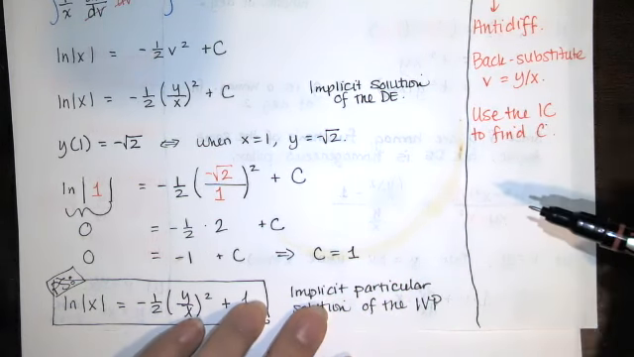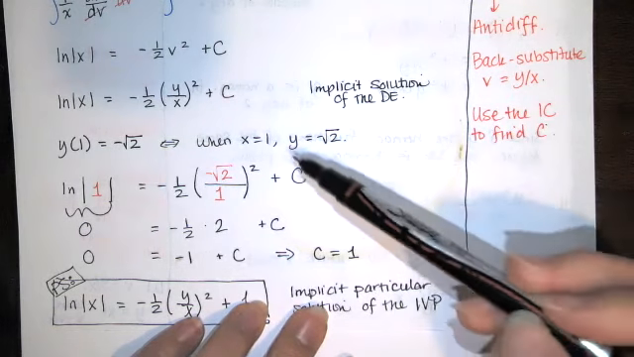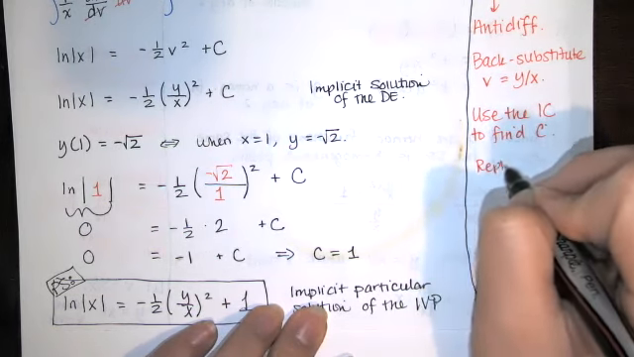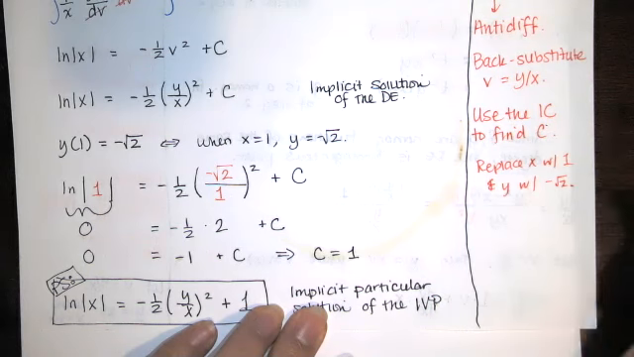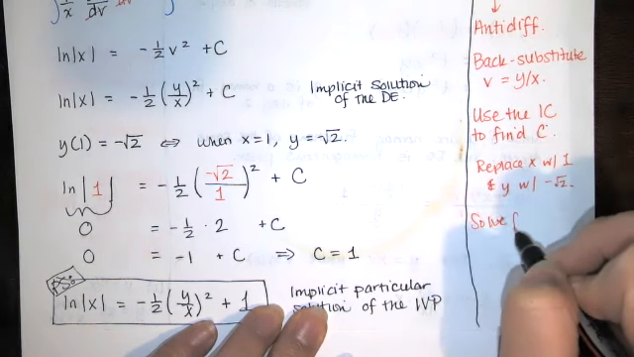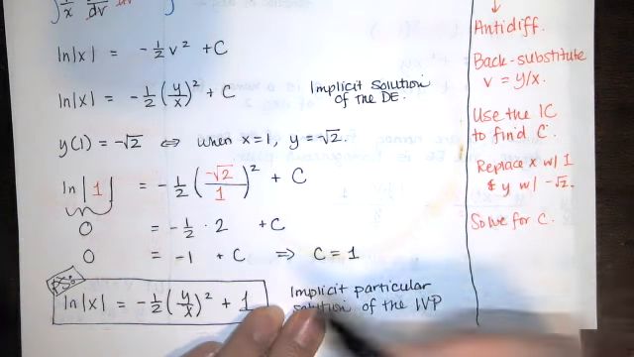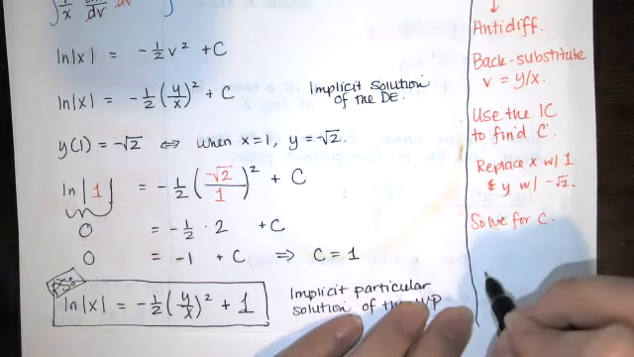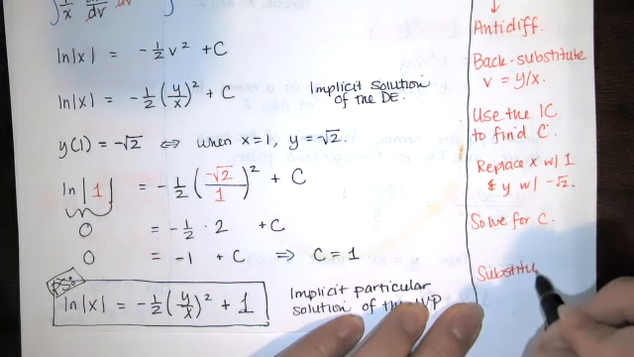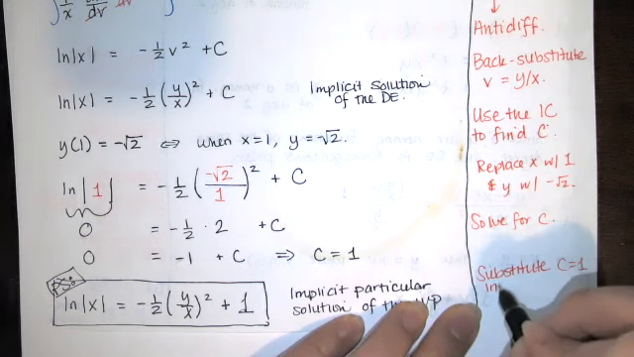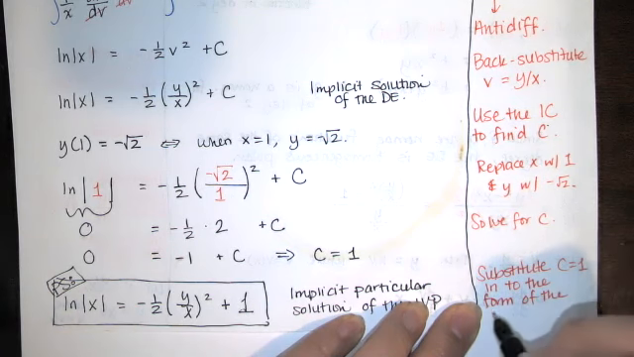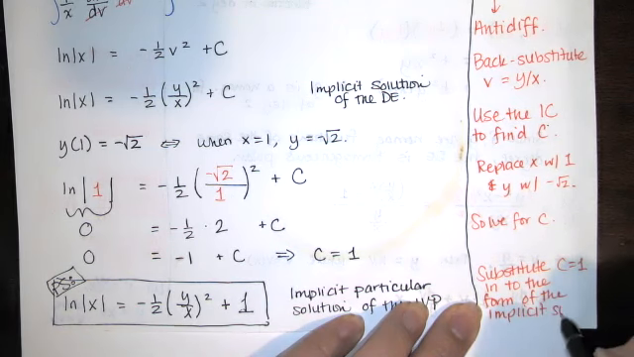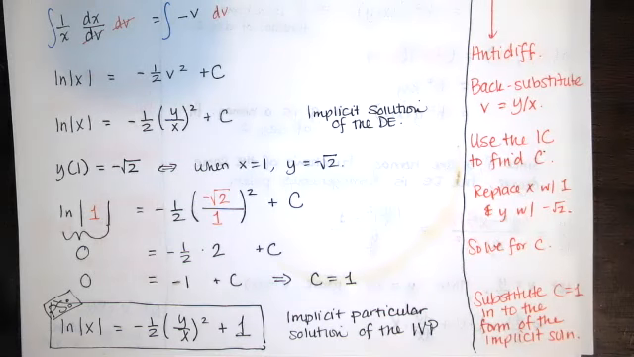So we use the IC to find C, making those replacements: replace x with 1 and y with negative square root of 2, and solve for C. And then once you have the value of C, you substitute that back into the implicit solution. Okay, great. So that is how we solve this problem.